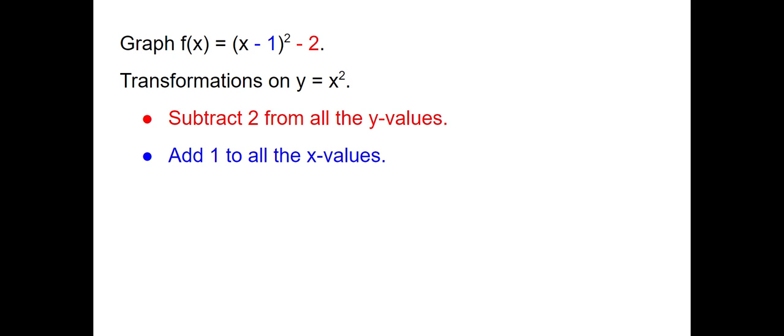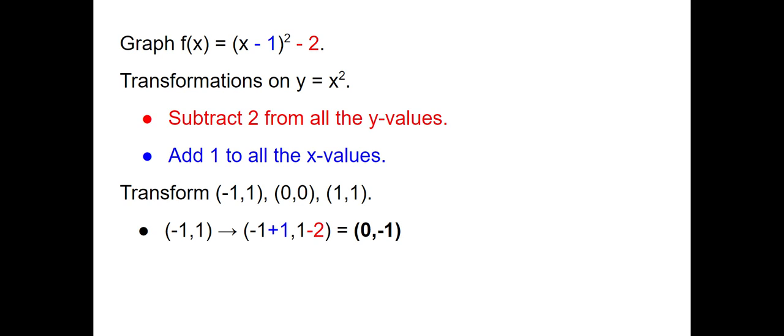So now, if I want to transform these 3 points, all I have to do is use these transformations. I'll take a point, I'll subtract 2 from the y's and add 1 to the x. So take negative 1, 1. I add 1 to the x value, I subtract 2 from the y values, and this is my new transform point. So negative 1, 1 will move to 0, negative 1.